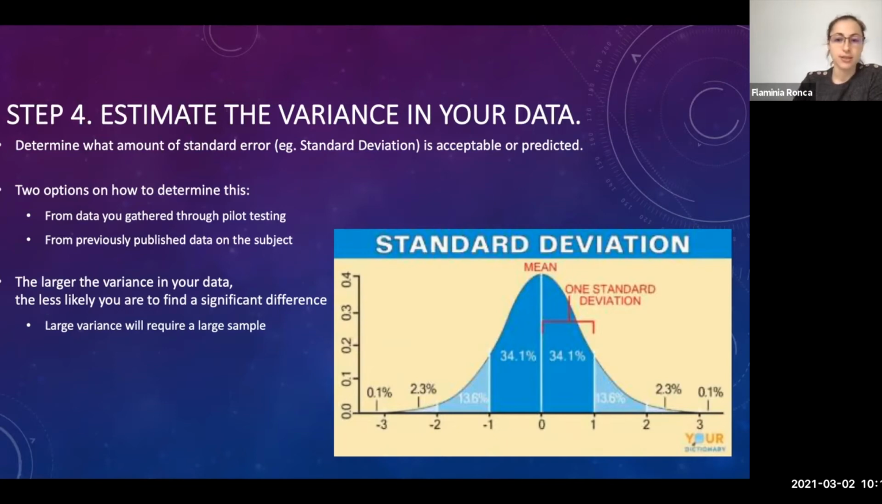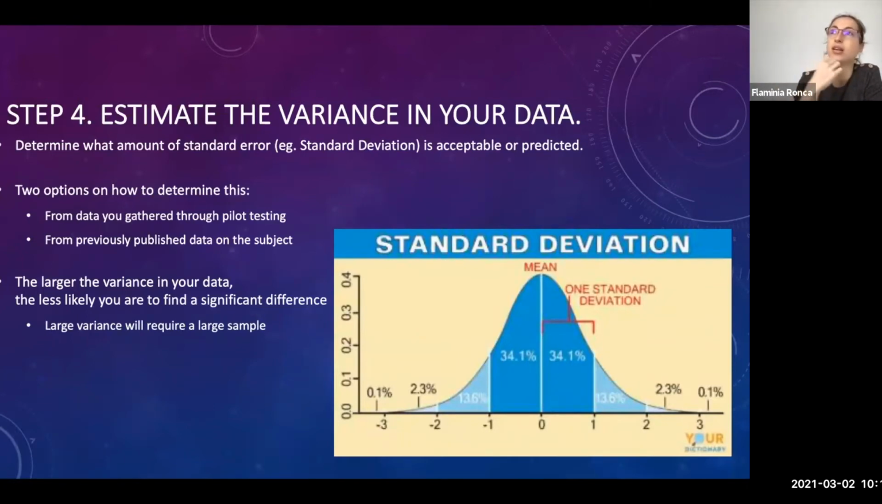Again, this is not an easy thing to decide. If you have pilot data, that makes it a lot easier. So you can base your standard error on the pilot data that you've gathered. If you're basing it on previous literature, you can check previous publications and see what is the variance in the data that previous researchers have found.